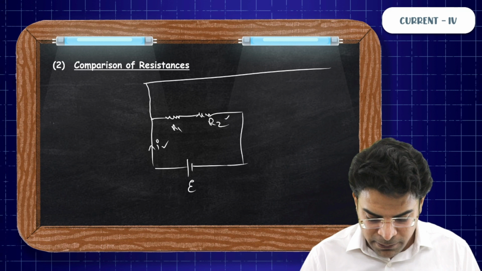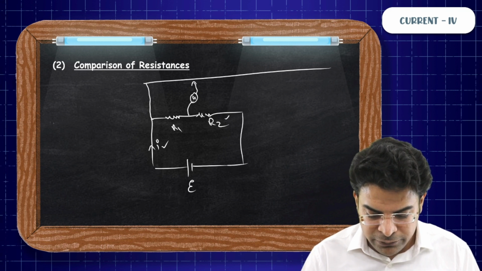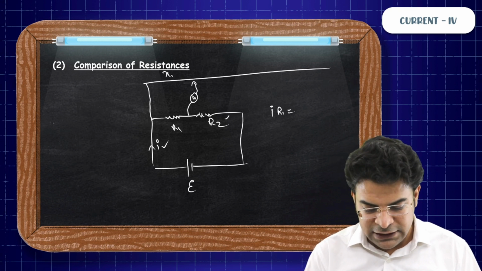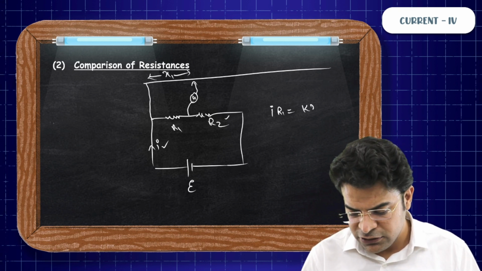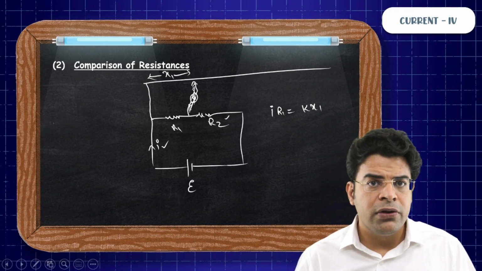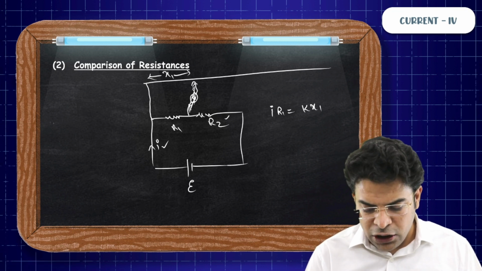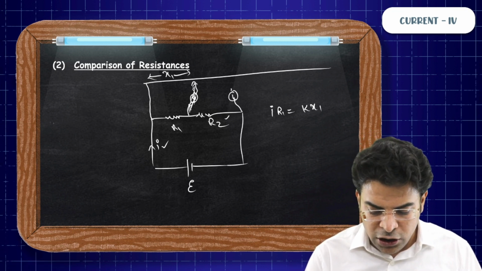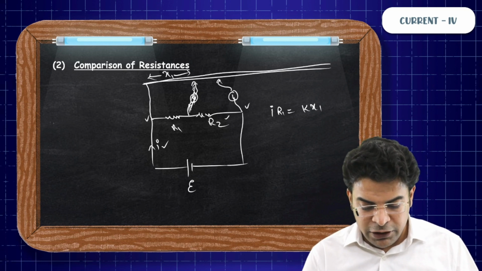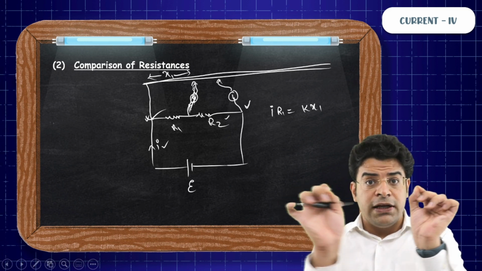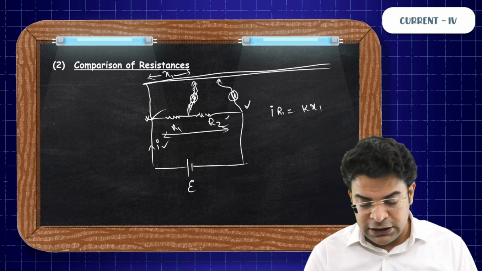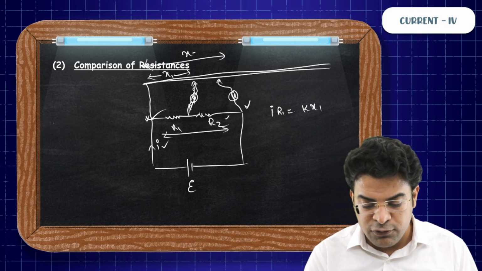You first find the balance length across R1. So you can say that I into R1 has to be equal to, let's say this gets balanced at a length x1, kx1. Then you remove the galvanometer from here. Then you think of the R1 and R2 combination and again find a new balance length. So you join the potentiometer wire between these two points and find a new balance length. Now when no current flows through the galvanometer, the potential drop here has to be the same as the potential drop there. Let's say you get the new balance length for a length x2.